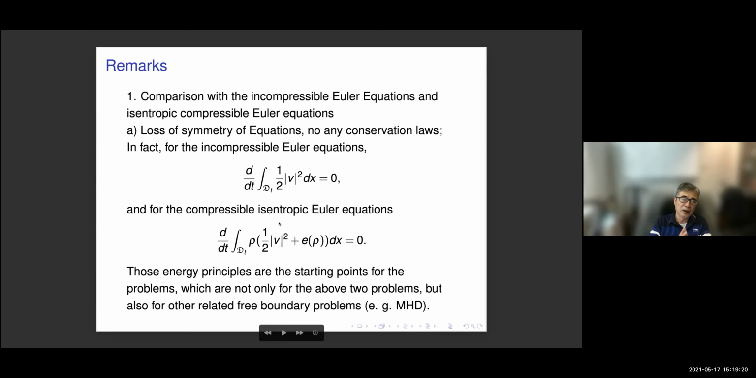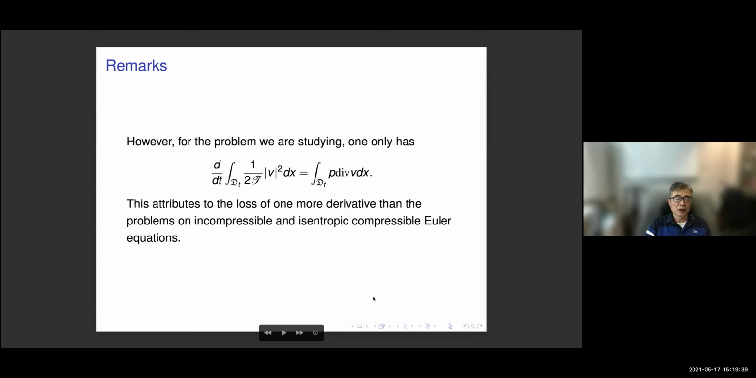Those energy principles are very important in the study of the free boundary problems of those two equations. And I think it's also important for other related free boundary problems, for example for MHD. However, for our problem studied here, if we take the kinetic energy, we get this, right? It equals P times divergence V. We get this. Therefore, we don't have a conservation of energy anymore, and this involves a first order derivative of V.